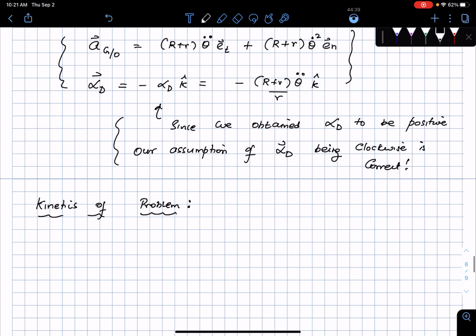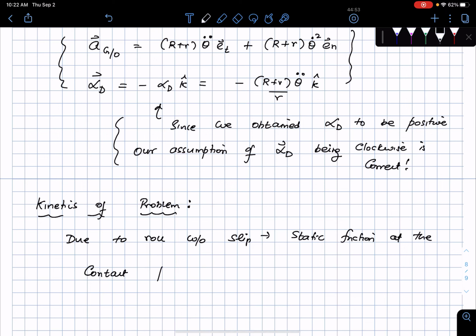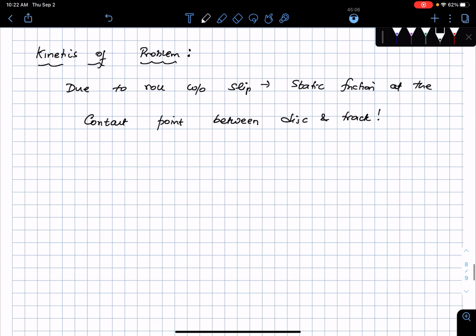Okay, since the body is rolling without slip, there is static friction at the contact point between the disk and the track. Okay, so that's one thing that you want to know. Then what are the free body and kinetic diagram forces and so on.